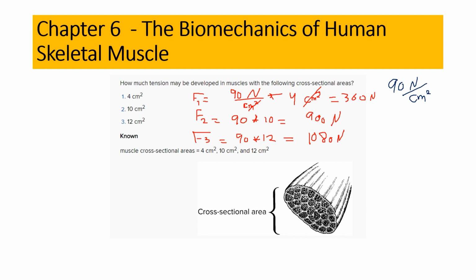Now, here's the thing. 1080 is not the one that we should be adding. So what you have to do is this. 1.1 kilonewton. Because here's the thing. So it's 1.0.